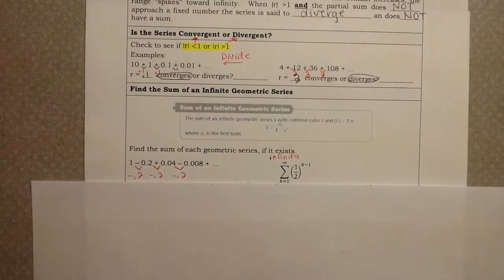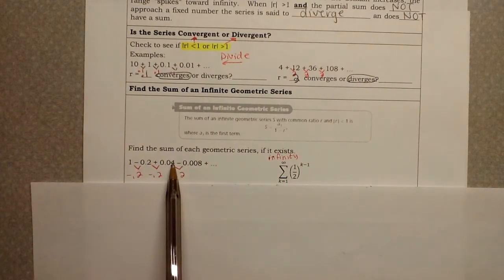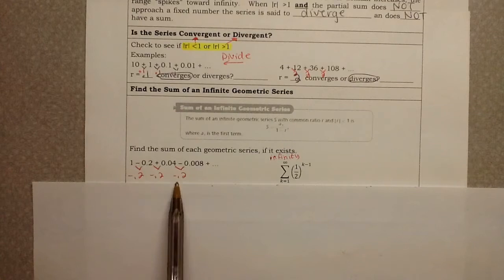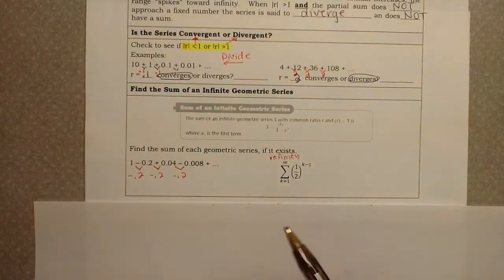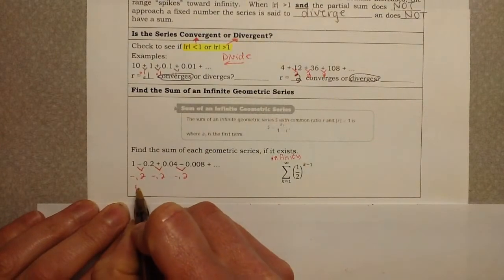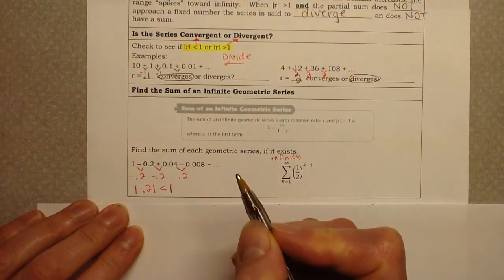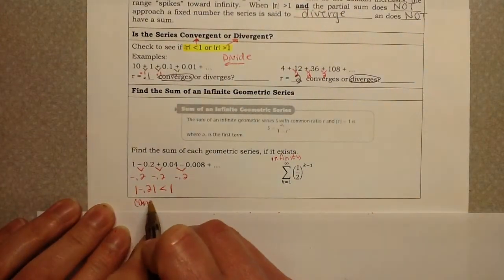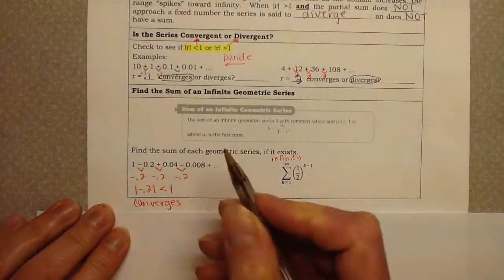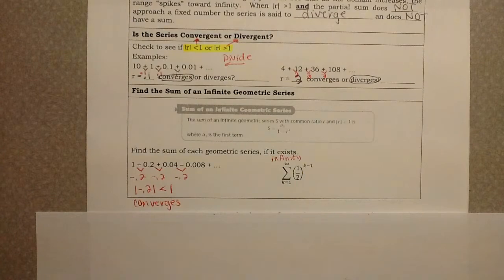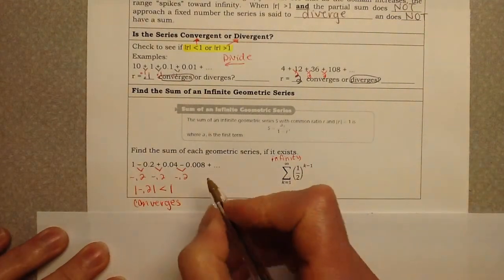So the first one over here, when I divide from right to left, I'm getting negative 0.2 all the way across. So if I take the absolute value, the absolute value of negative 0.2 is less than 1. So that means that it converges. So I can find a sum. Now in order to find the sum, it's pretty easy to find.